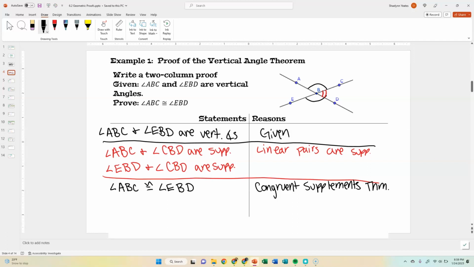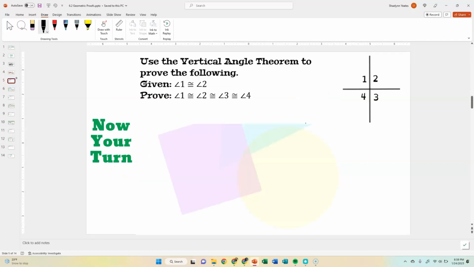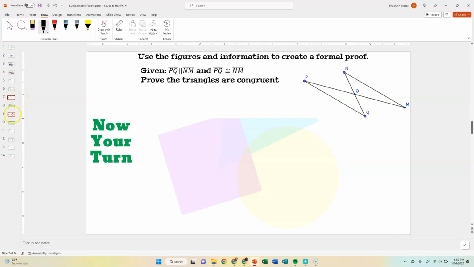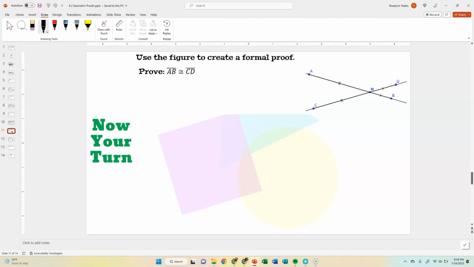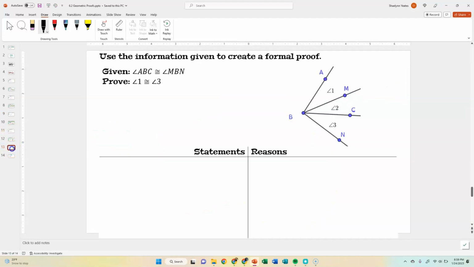All right, so you guys have this proof here to do, this proof here to do, this proof here to do, this proof here to do, which is very similar to the first proof we already did. And then we will come back and do this proof together. See you soon.